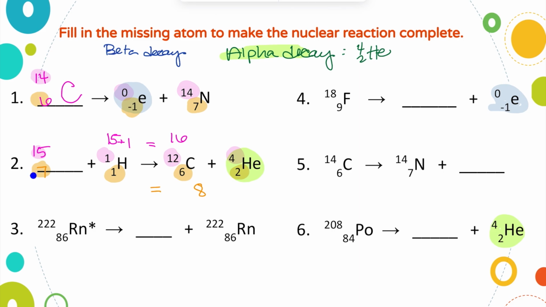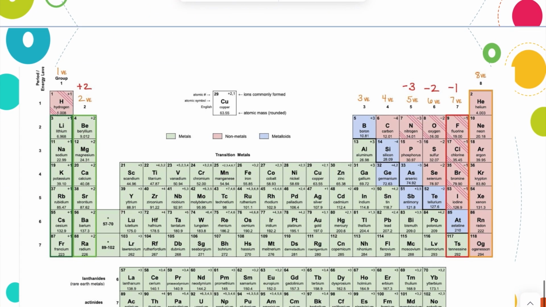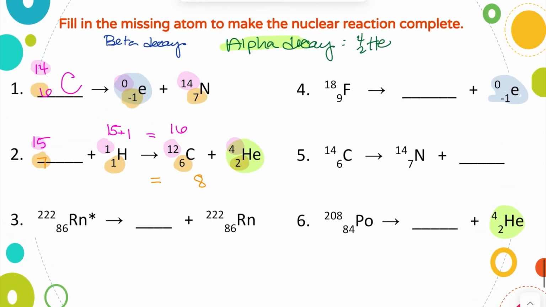What type of atom is that? We go to our periodic table and let's check. Well, 7 is nitrogen, so we're going to fill in that symbol for nitrogen. So we've got nitrogen 15 plus a hydrogen producing that carbon 12 and helium atom, which is an alpha particle.